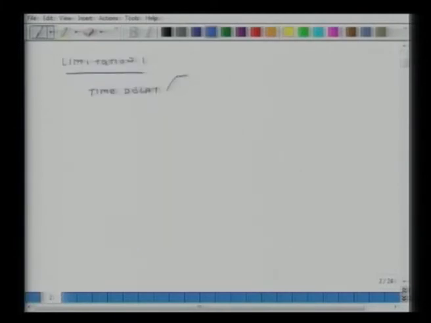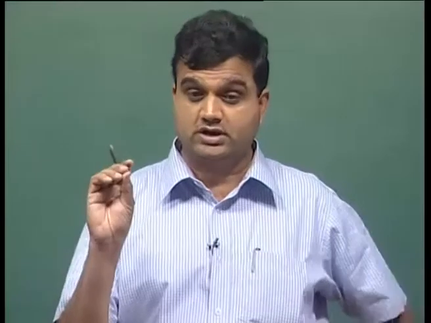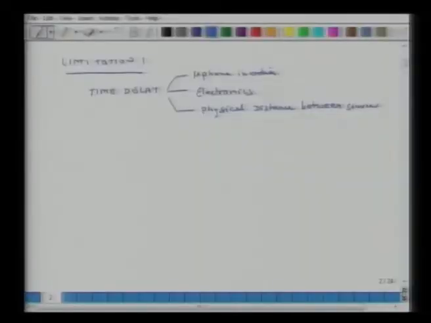So the time delay could be due to, as we said, microphone inertia. It could also be due to electronics. It could also be due to physical distance between this concentrated noise source, and we are not talking about a diffuse noise source, we are talking about one coming from a very local point, between the source of noise and the transducer, which is emitting the corrective signals.